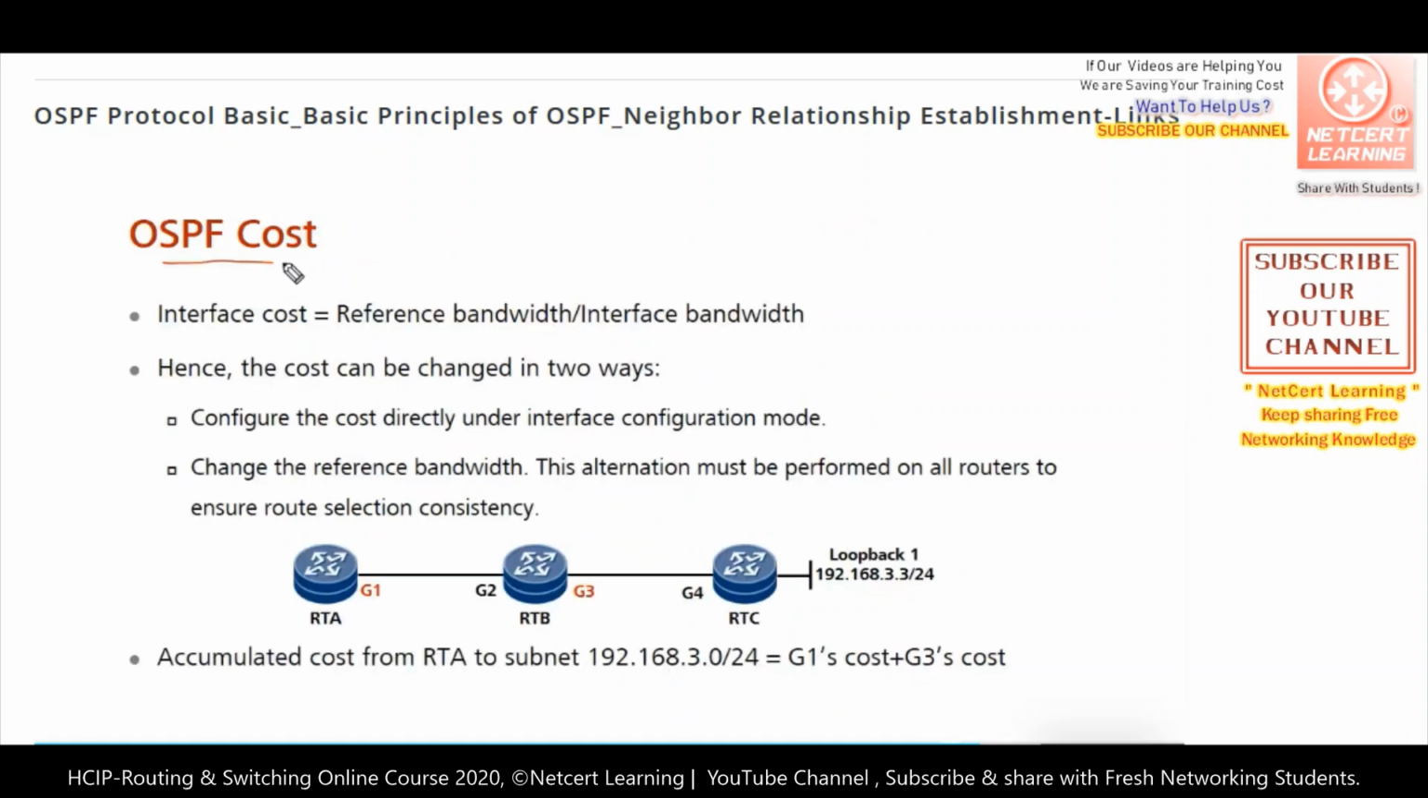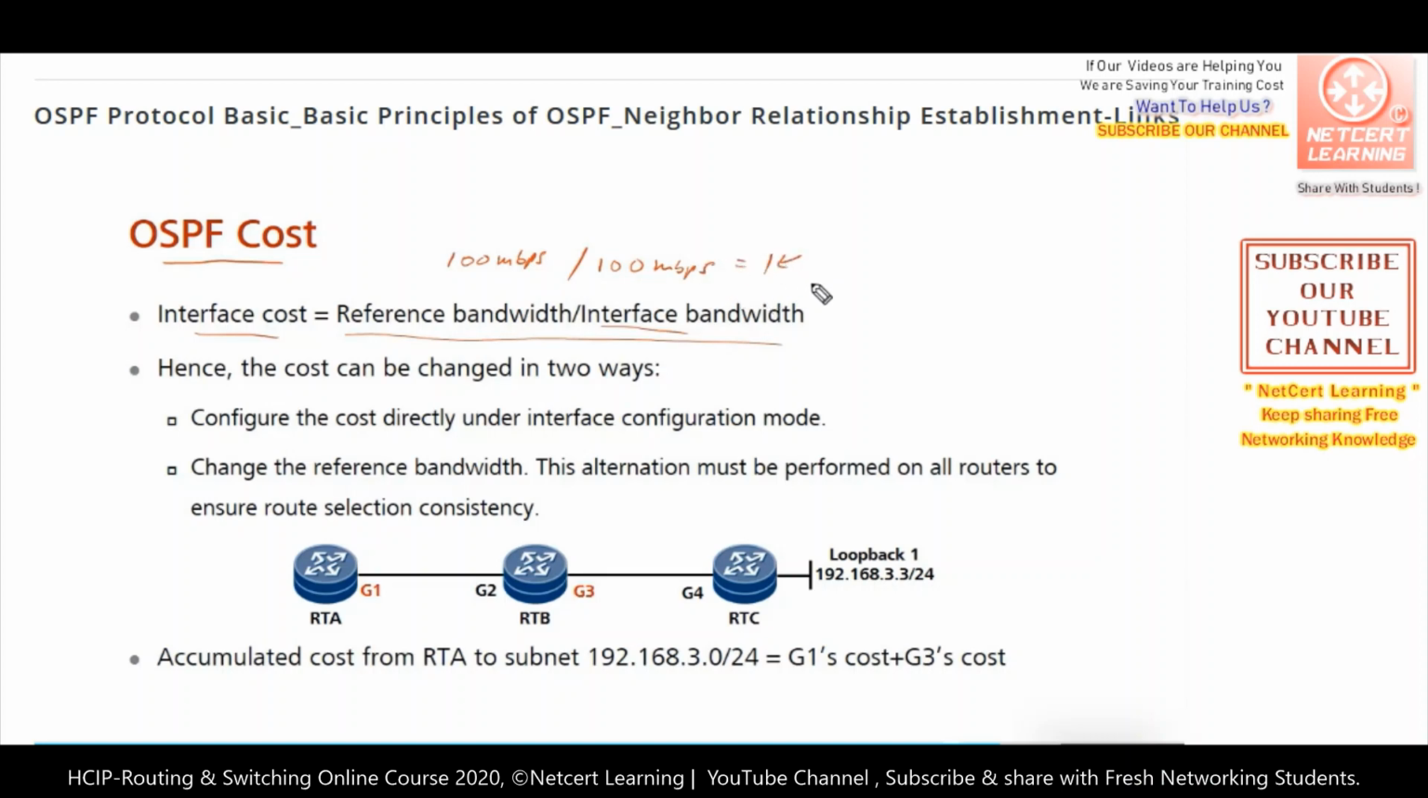So let's look into the OSPF cost. OSPF cost calculation is based on this formula. The reference bandwidth is 100 megabit per second divided by the interface bandwidth. So assume that we are using 100 megabit for our router, then our cost is 1.